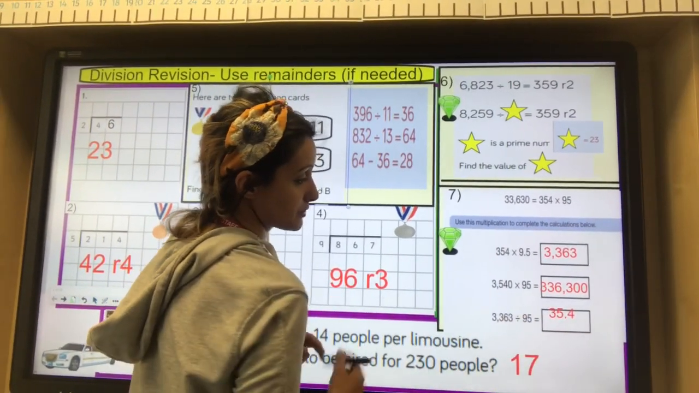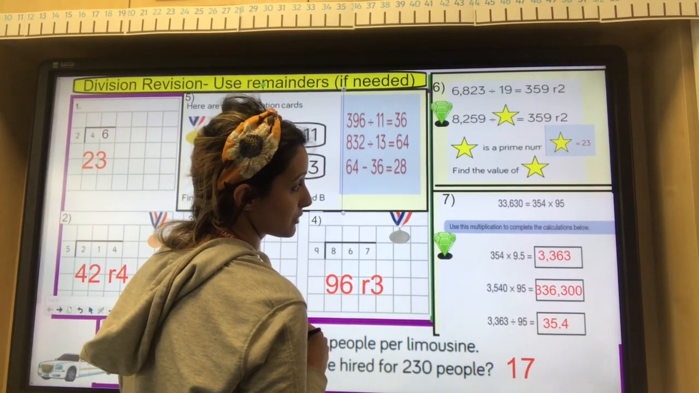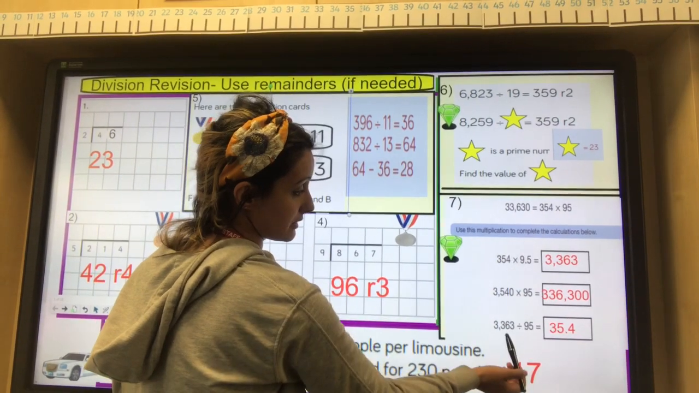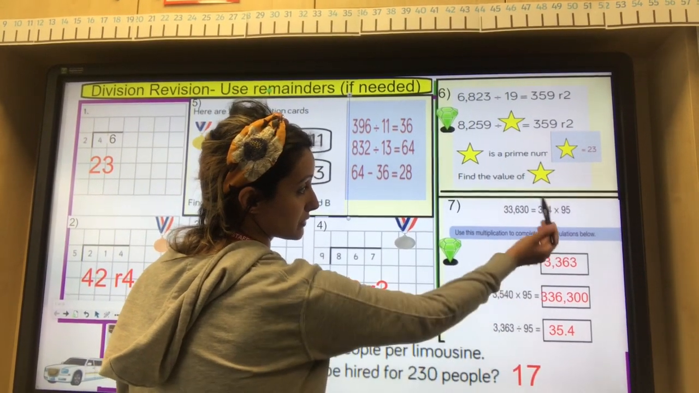Yep. This one here, your final answer was 35.4, okay? And that's because you're looking at dividing here by 10. So if you look here at 33,630, you've divided this by 10. So 354 would be 35.4 because you're dividing it by 10.